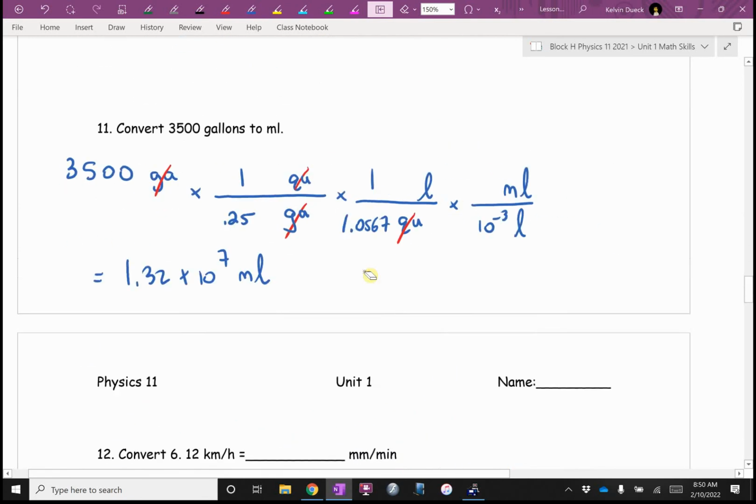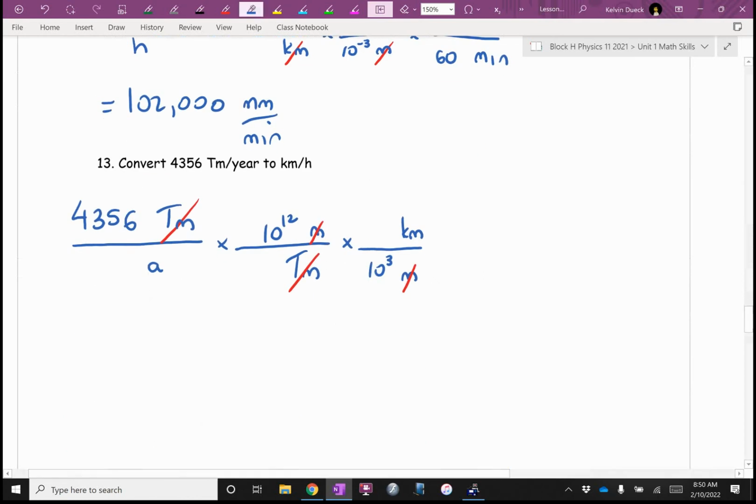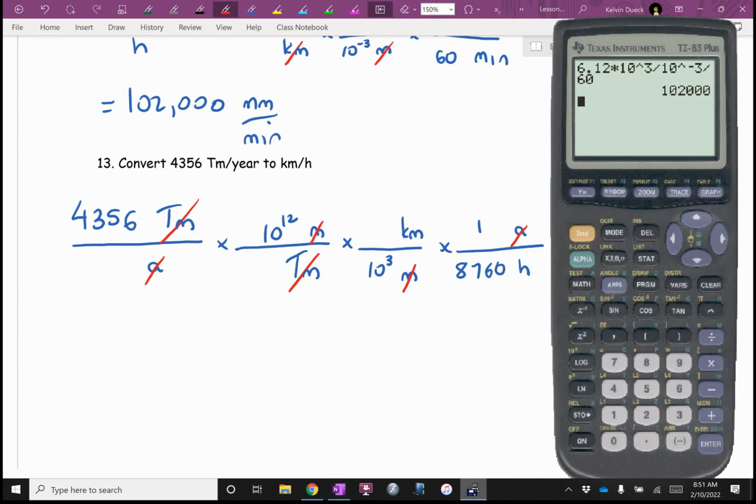Apparently, we already calculated that, so years is going to go on the top, hours on the bottom. 1 year is 8,760 hours. Well, that was a nice time saver. Years will cancel. That's kilometers per hour. Again, I have no idea what the answer is here.